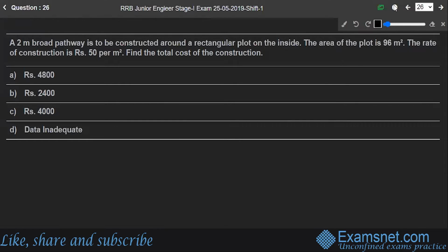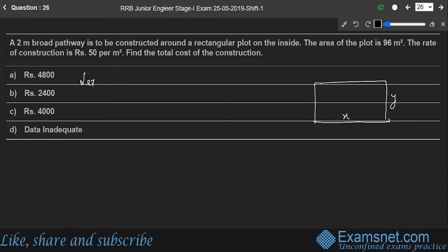Question number 26. A 2-meter broad pathway is to be constructed around a rectangular plot on the inside. The area of the plot is 96 meters square. The rate of construction is rupees 50 per meter square. You have to find out the total cost of the construction for this. So here is your plot. Say this is your plot. Let's say this is your length and the width.